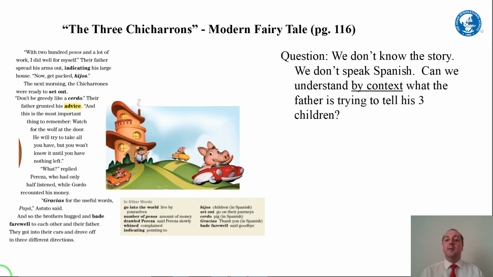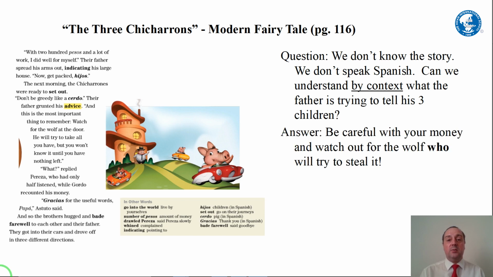Okay, the story is written with a lot of Spanish words. We don't know this story. We've only read one page. We don't speak Spanish. So can we understand by context what the father is trying to tell his three children? Can we understand a little bit about the language by the pictures, the setting, the characters, what we know about other stories? Okay, can we use that context to understand what the father is trying to tell his children?